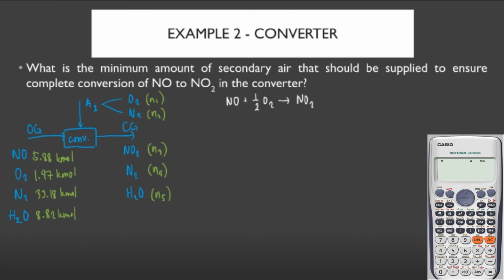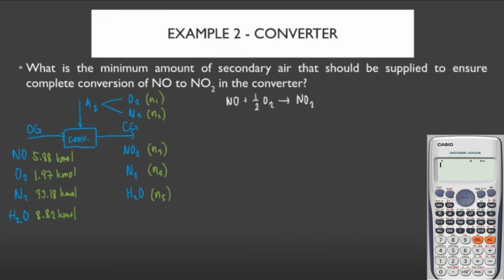If you take a look at the composition of the converter gases, you would notice that there is only NO2, N2, and H2O. There is no oxygen nor nitrogen monoxide in the converter gases because we are aiming for complete conversion. That means that all of the nitrogen monoxide will be consumed, and also we will only be providing enough air such that all of the oxygen will be consumed.